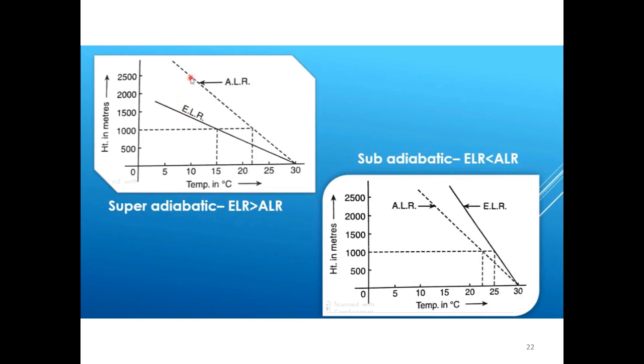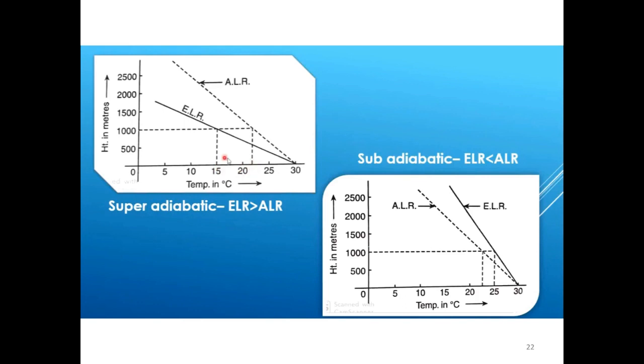So why is ELR greater than ALR? This is the lapse rate. If you see the graph very carefully, you can see the y-axis is height in meters, or the altitude in meters. At 1000-meter height, the environment temperature is 15 degrees centigrade, and at that 1000-meter height the particle has a temperature between 20 to 25.